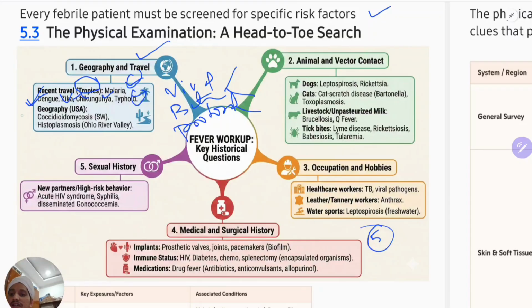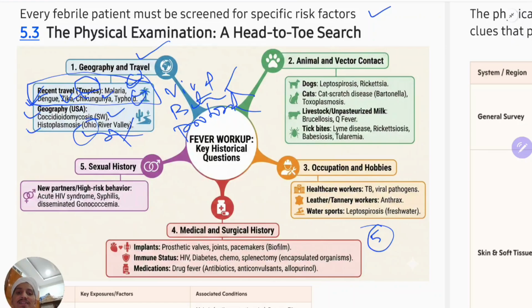And if the patient is residing in USA, the common thing is coccidioidomycosis, so difficult to pronounce, in the Southern Valley, and histoplasmosis in the Ohio River Valley. Ohio is an area in USA. This is not our concern. Our concern is that we reside here, in the tropics: tropical fever, viral fever. You should remember dengue, malaria, chikungunya, Zika virus.